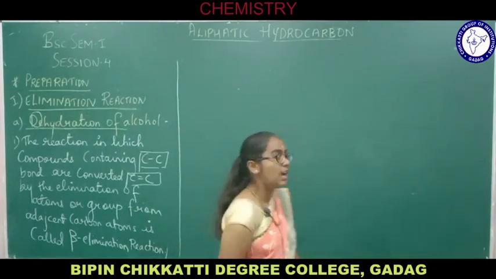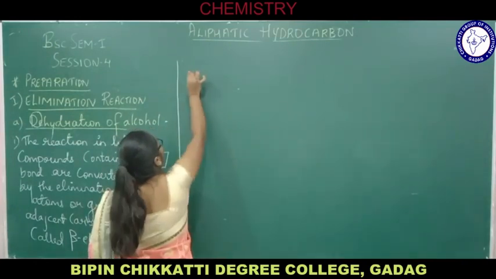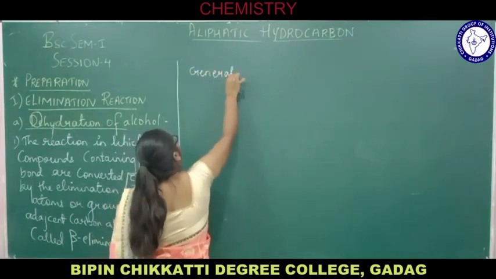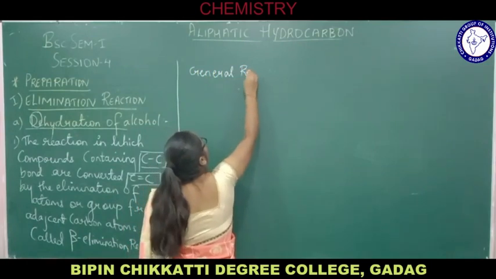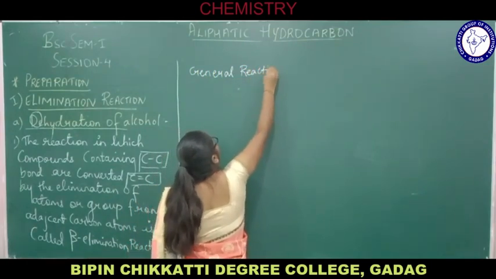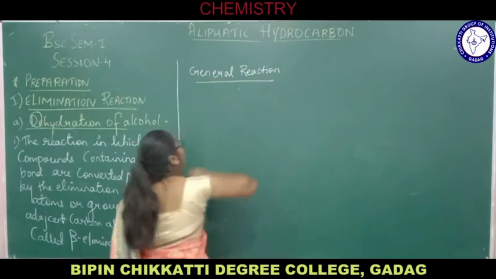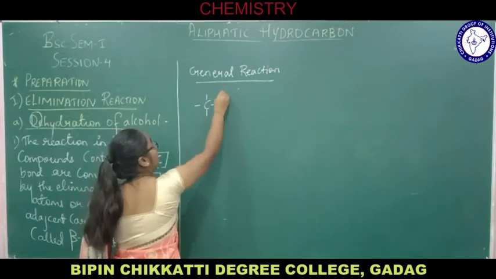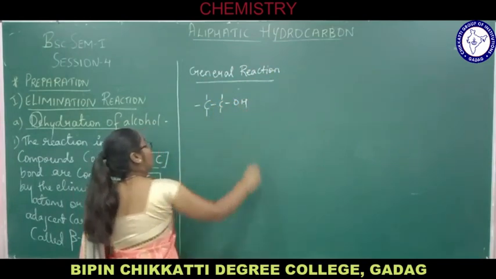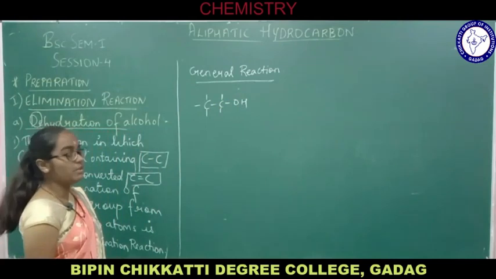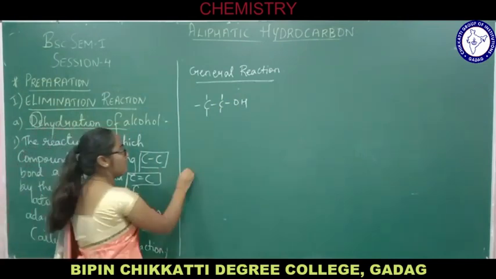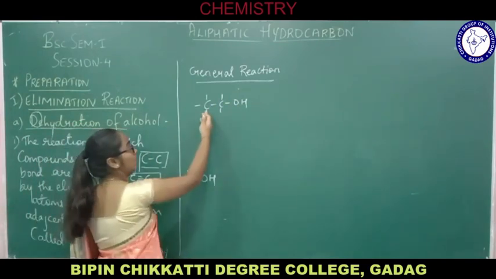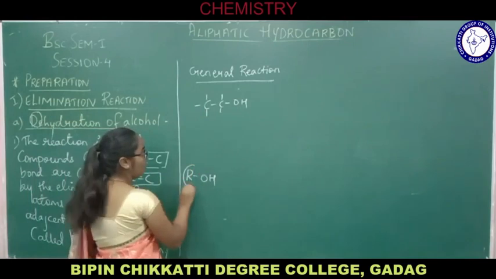So let's understand how that beta elimination takes place. We'll understand by taking the general reaction over here. By adopting this general reaction, you'll understand more precisely. Now in the general reaction, this is the alcohol group, right? One will be the alkyl group. Obviously alcohol has the functional group written like this, right? So I am taking the alkyl group with two carbons.